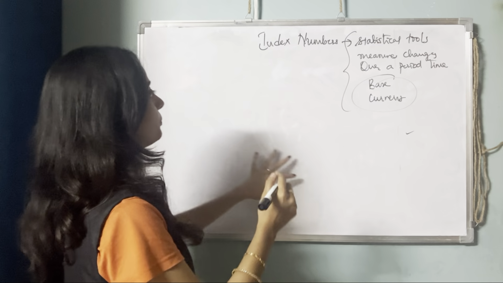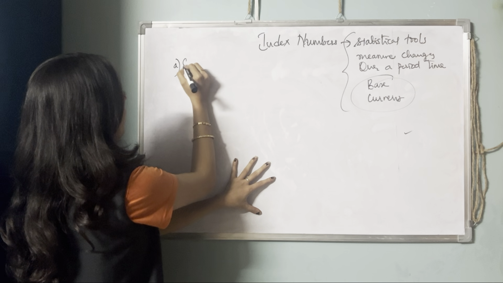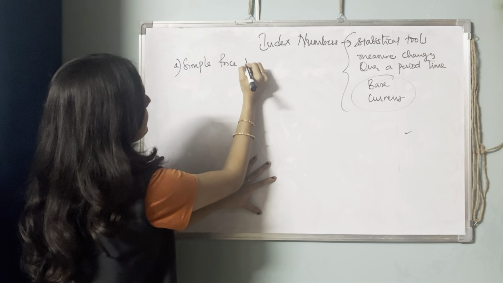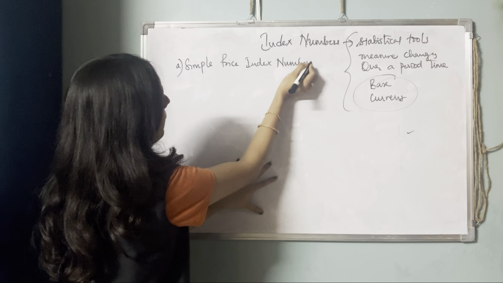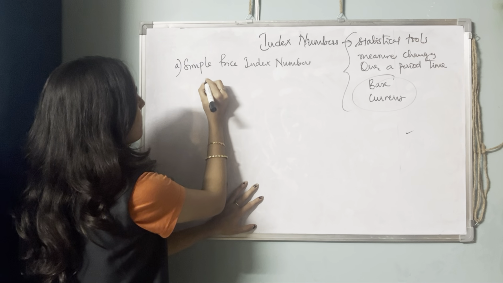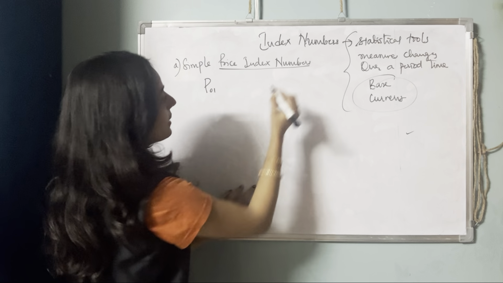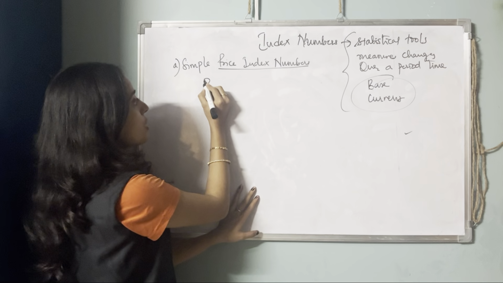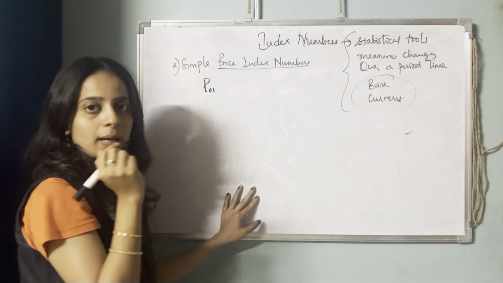Okay, so in index numbers, there are two methods. One is simple price index numbers. Here P01. Okay, price index numbers we are discussing. Very important. So P01, P is price, 01.